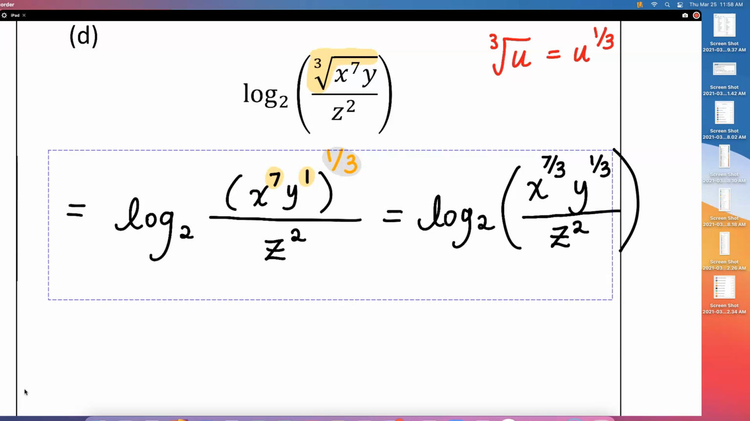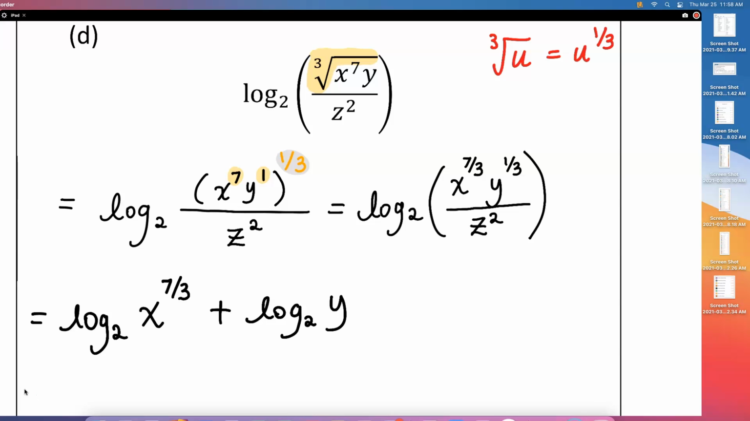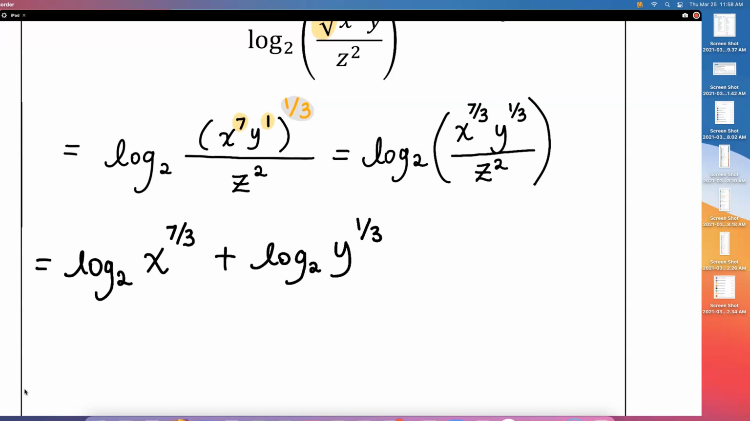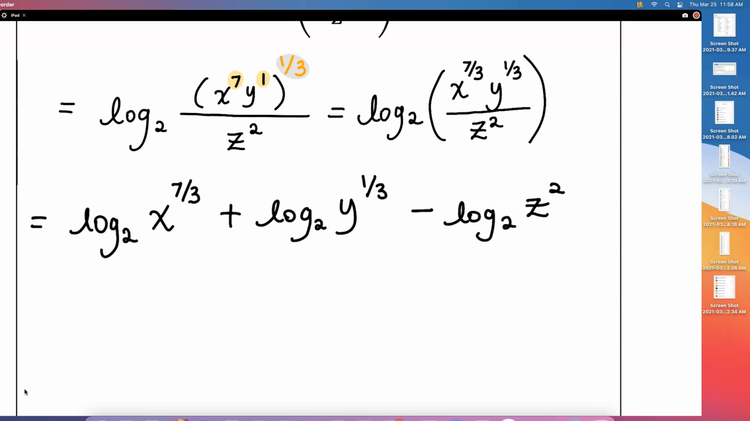Okay? Alrighty, we're doing good. Now I'm going to go ahead and just separate these into 3 log base 2 expressions. First of all, log base 2, X to the 7/3 power, plus log base 2, Y to the 1/3 power. But notice how Z is in the bottom of the fraction. So we're going to say minus log base 2 Z squared. So Z is the only one. That last log is the only one that has a negative in front of it.